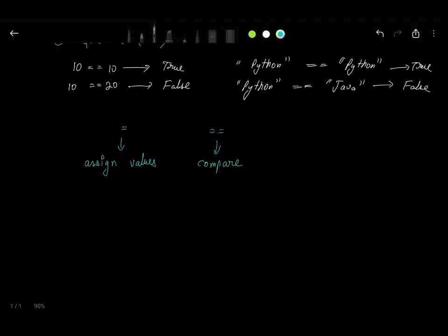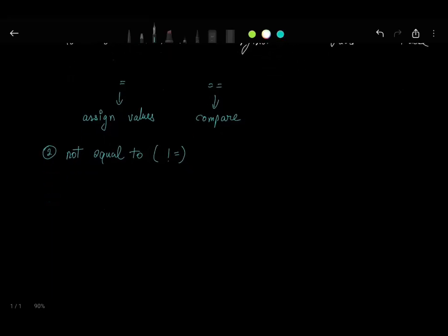Now moving to the next operator, which is not equals to. The not equals to operator is exactly opposite of the equals to operator, and it is represented by this sign. This is how we represent a not equals to operator. For example, if I write 10 is not equal to 5, this will return a true value. And if I write 10 is not equal to 10, this will return a false value. This operator checks whether two values are different. If they are different, the result is true. If they are the same, the result is false.